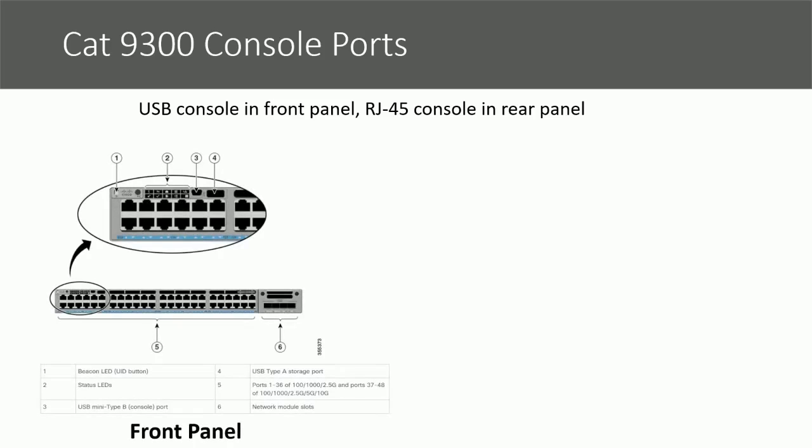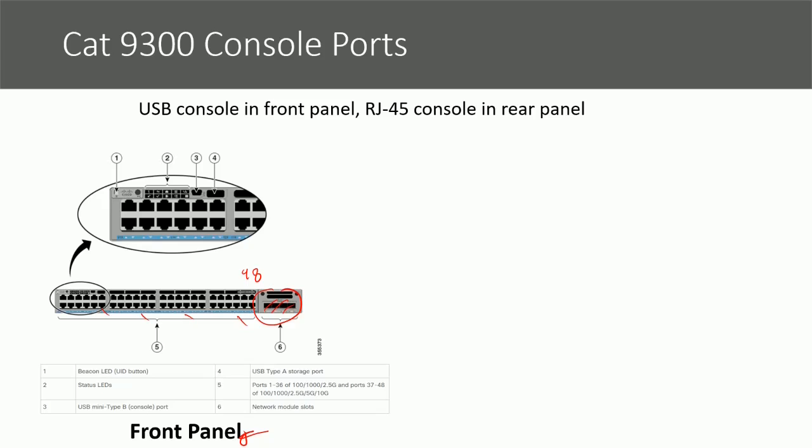Let's take a closer look. This is the front panel of Cisco Catalyst 9300. We have 48 ports here, as you can see, from 4 groups. Each group is 12 ports, so we have a total of 48 ports. We have the uplink module here. If you don't need this uplink module, you can have it empty here.